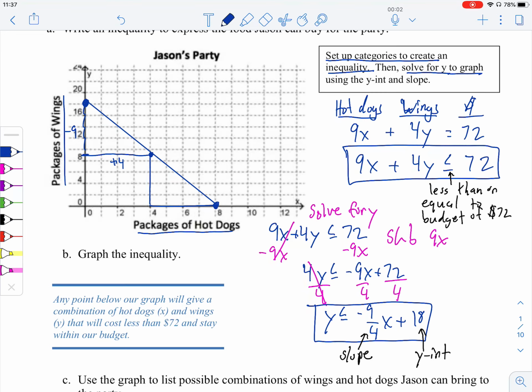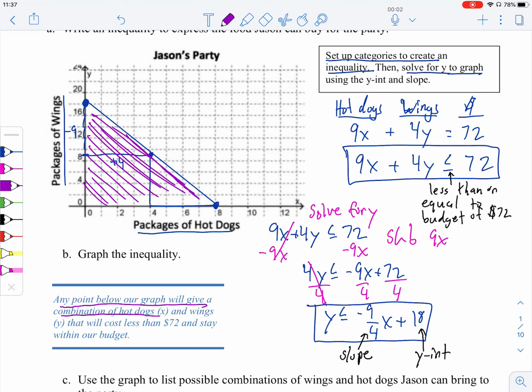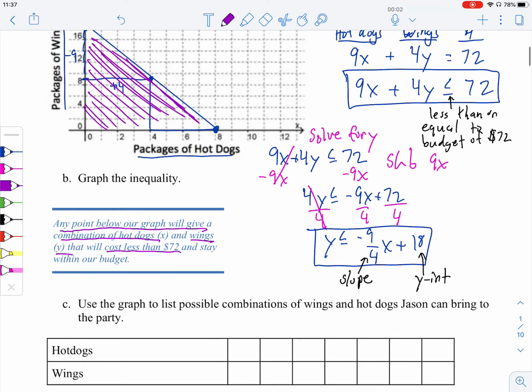And we want to do inequality. So we have to spend less than $72. So it's going to be less than or equal to. So we're going to shade underneath it, right? Less than. If it was greater than, we shade above. But we want all our answers to be less than $72. So that's why we shade below, right? And it tells you any point below our graph will give a combination of hot dogs and wings that will cost less than $72 and stay within our budget.